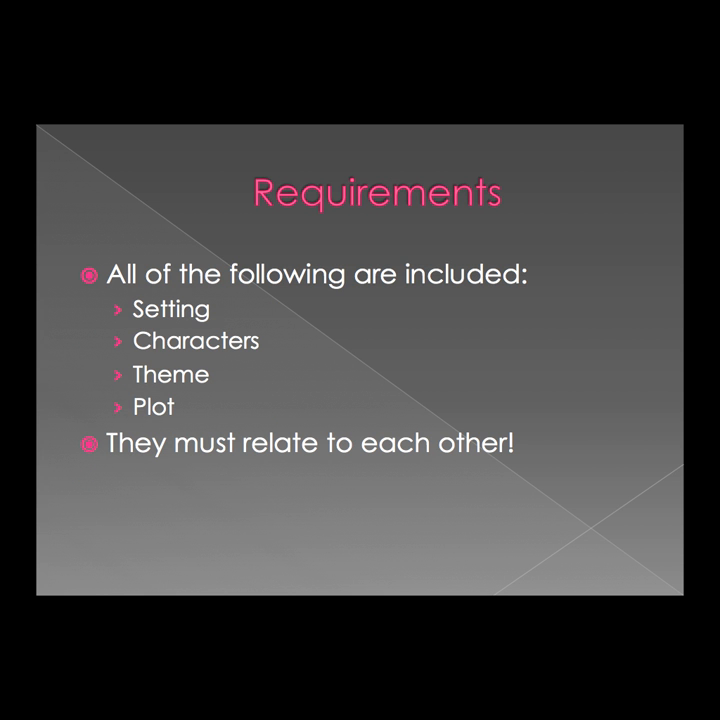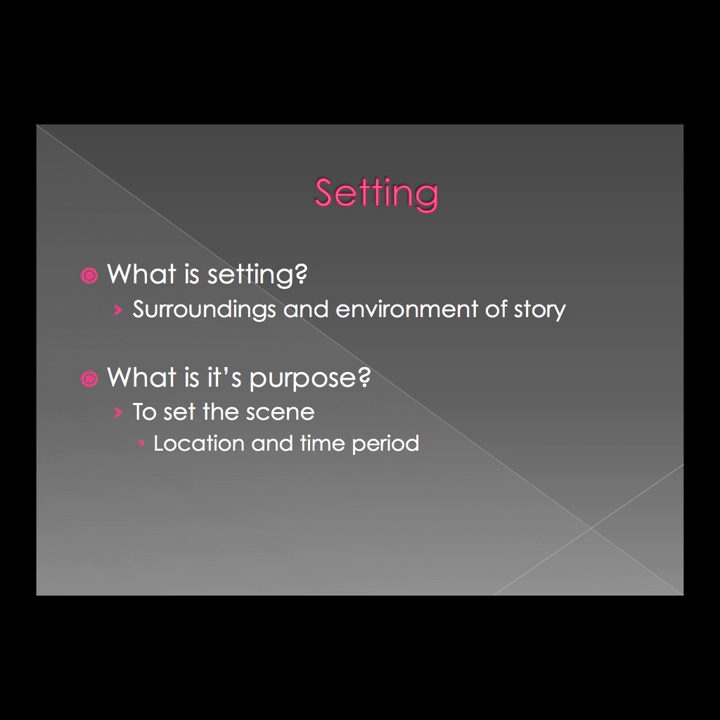Within your story, there must be 4 clear elements. These are plot, setting, characters, and theme. They must be well related but easily identifiable. Setting is the environment and time period of your story. It sets the mood. One example of setting may be 1908 in Madrid, Spain.